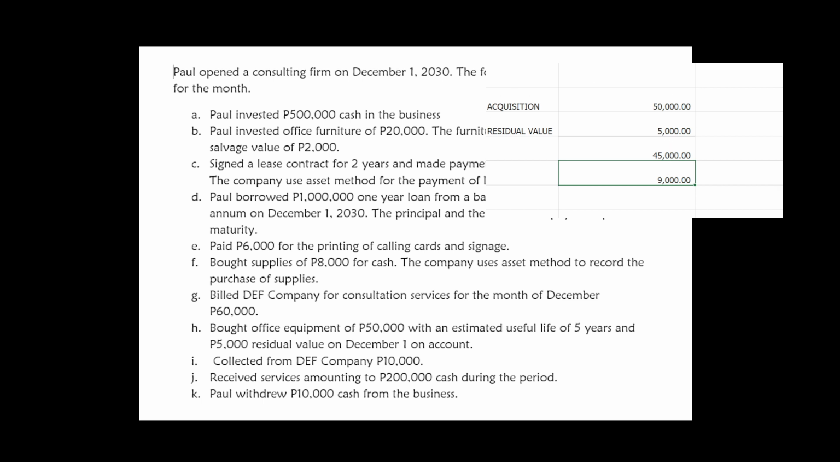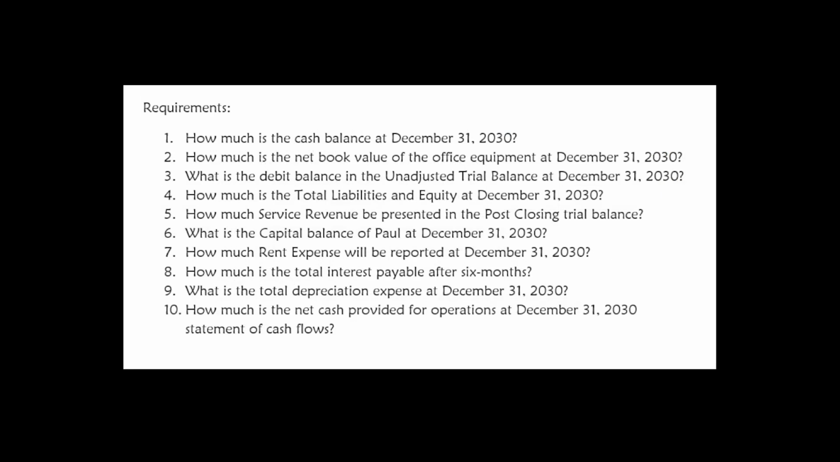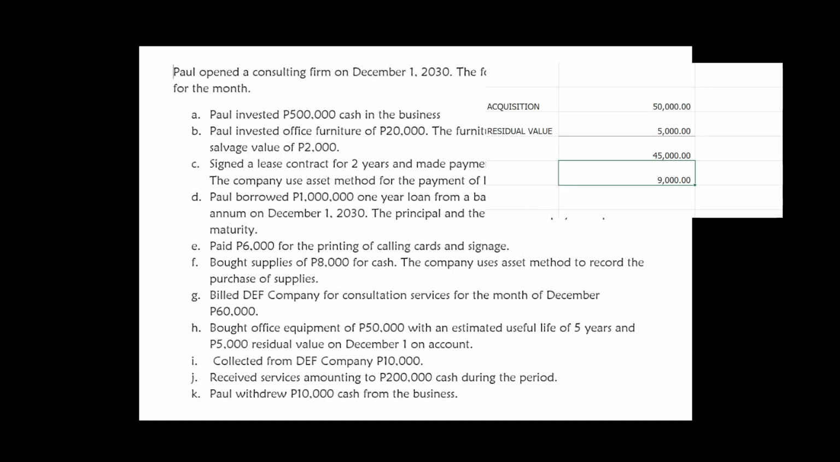But then, take note na ang question sa atin is December 31, 2030. So, that is 1 month. 1 month only. So, since itong 9,000 is good for 12 months, i-divide natin ito ulit by 12 months. Itong ating 9,000 annually. So, divided by 12 kasi 1 month lang from December 1 to December 31. So, ibig sabihin yung ating depreciation expense for office equipment is 750.